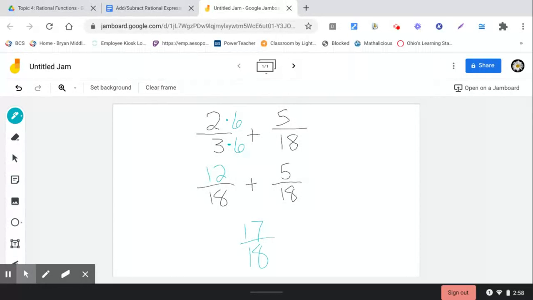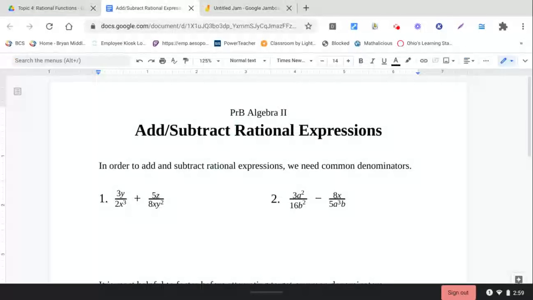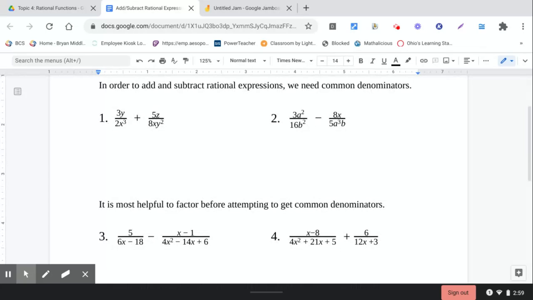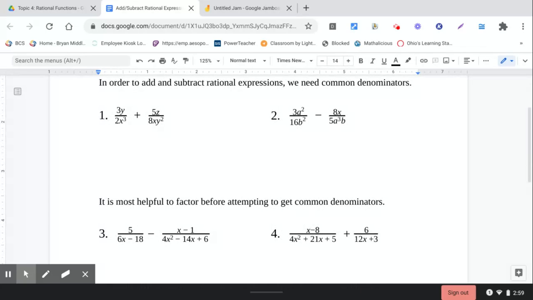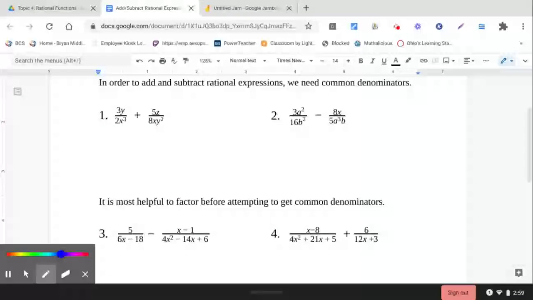Okay, so common denominators. We've done this before with fractions. So now we're going to do this with rational expressions, okay, so things that have x's. So again, in order to add and subtract these, we need common denominators. So we'll walk through these real carefully. So on number 1, our denominators are 2x cubed and 8xy squared.